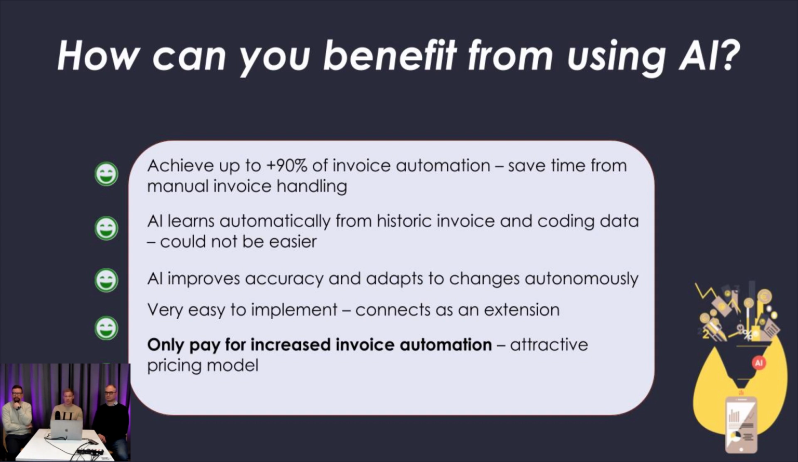So it is actually a really, really easy thing to implement. And AI also improves accuracy and adapts to changes autonomously. So if, for example, your chart of accounts is changing, AI learns automatically, and it can even be pre-trained before the change happens. If there are bigger changes, it can be GL accounts or cost center structure or anything that changes, we can actually do a mapping of historic data and train the AI before the change happens.